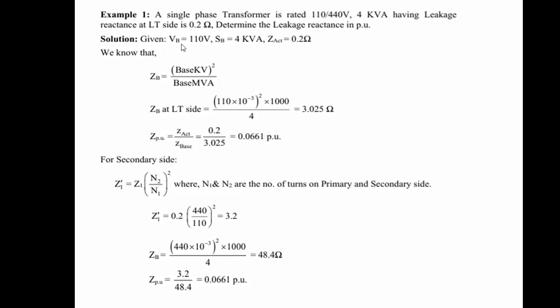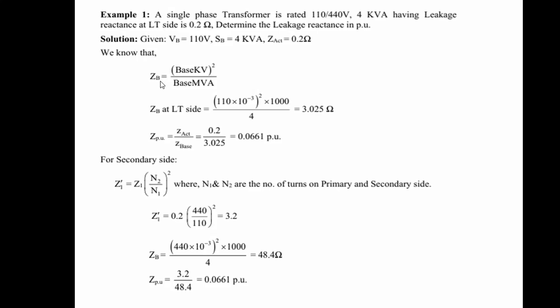So the base voltage is equal to 110 volt and the base MVA is 4 kVA. And the actual reactance value is 0.2. Based on this given value, now we have to determine the base impedance. So Z base is equal to kV base square divided by MVA base.